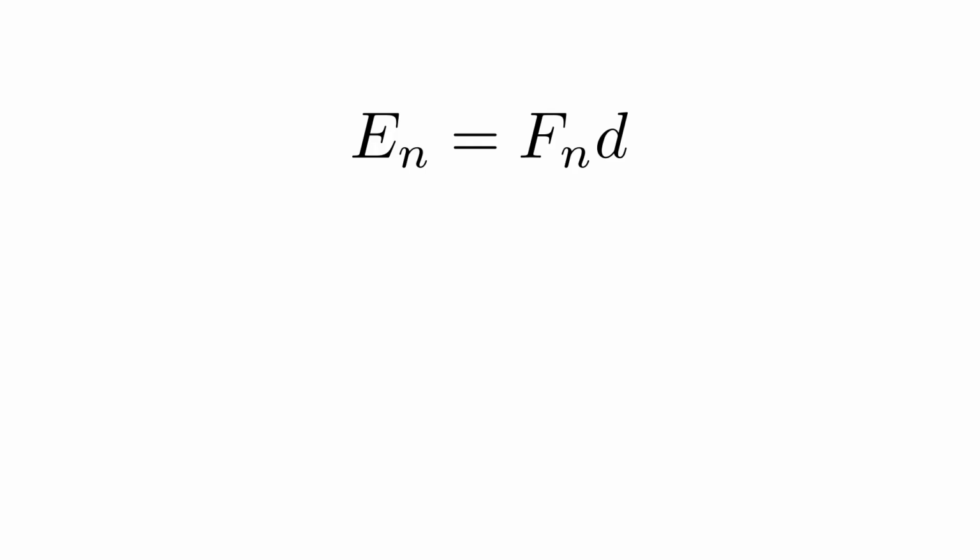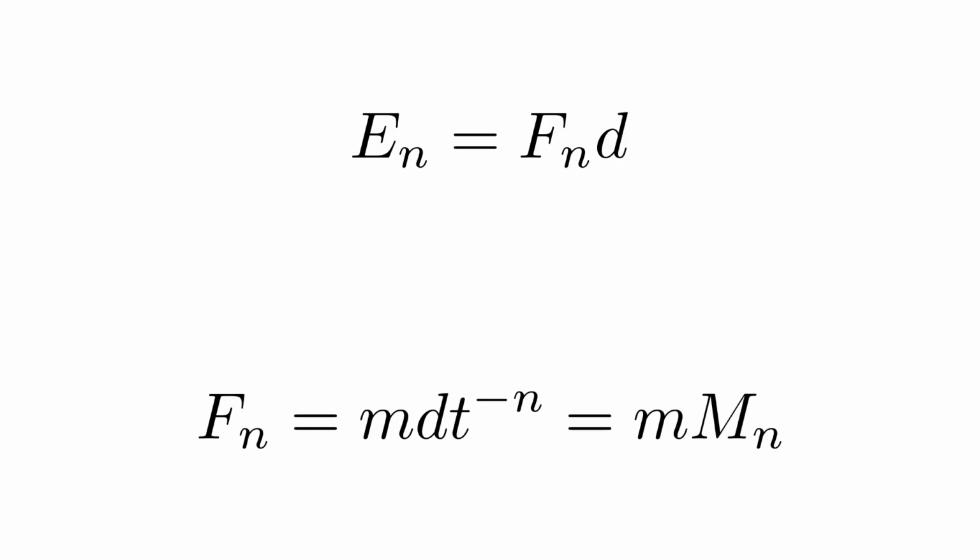We also have a force of order n equals mass times distance times time to the minus n, which is equal to mass times the motion of order n. We can substitute the force formula in the energy formula to get energy of order n equals mass times motion of order n times distance. But here we need the distance to calculate the energy, but it doesn't make sense to have the energy depend on the distance traveled.